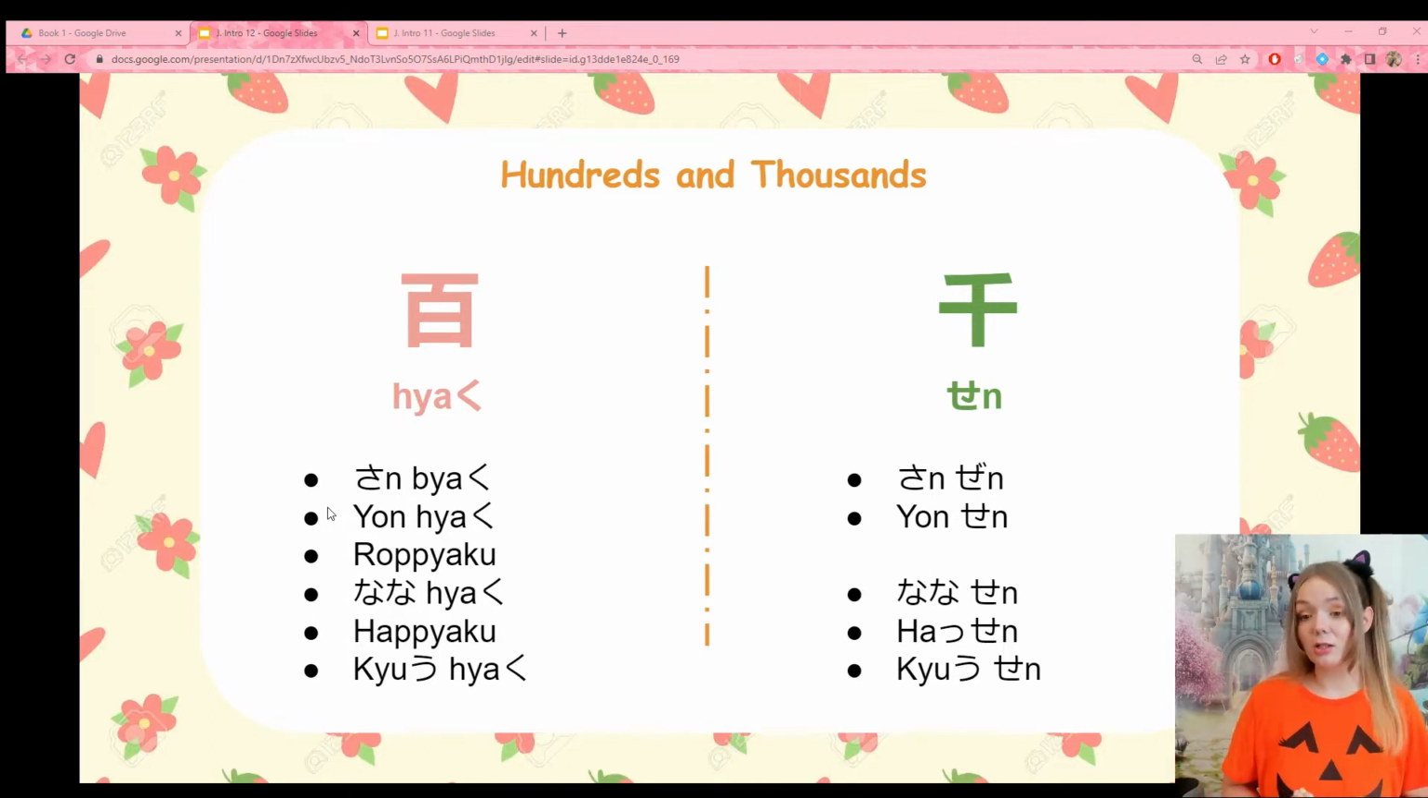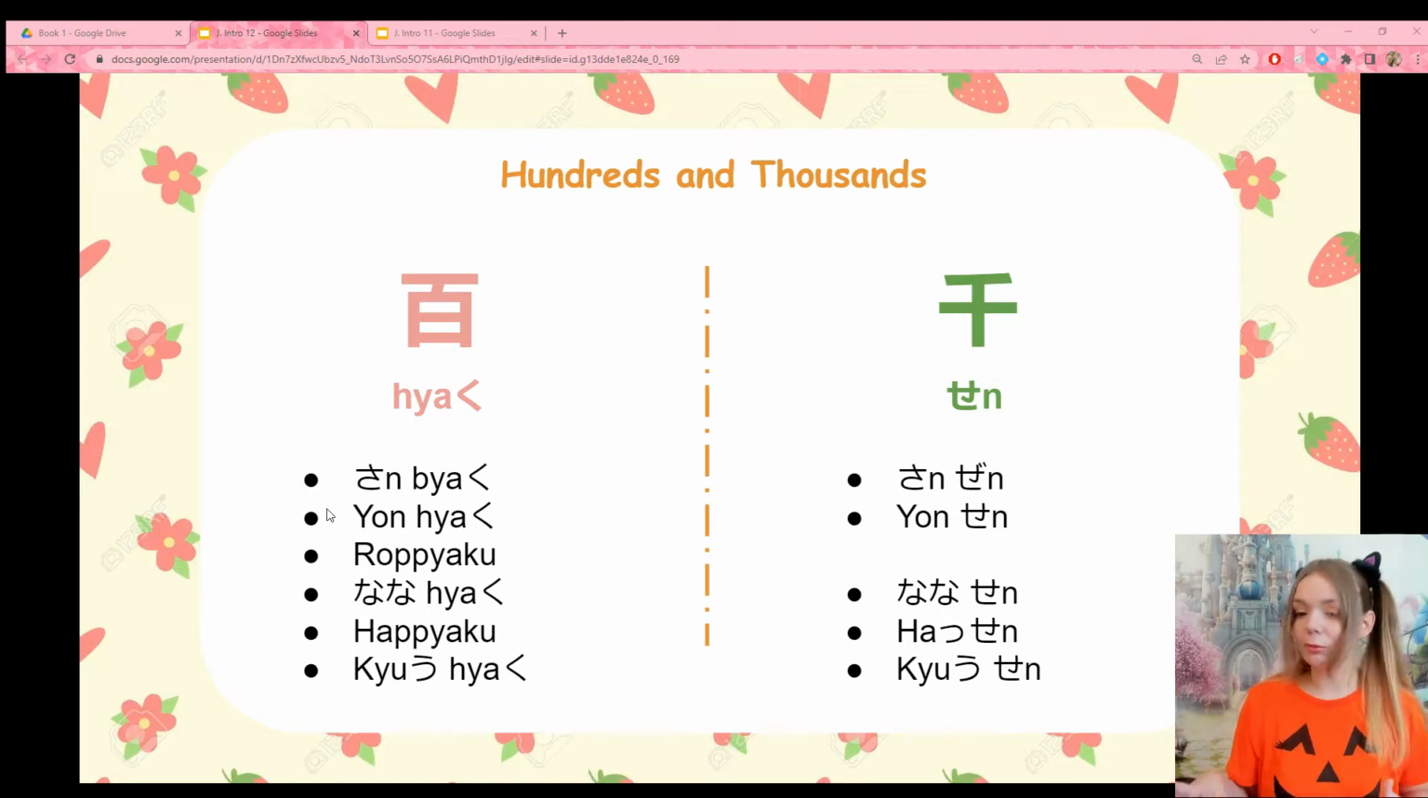For 1,000, which is sen. This one actually has an extra one because you can say isen. Isen to mean 1,000. You cannot do that with hyaku. You cannot say ihyaku or ichihyaku. If you want to say 100, it's just hyaku. But with 1,000, you can say sen to mean 1,000. Or you could also say isen to mean 1,000.